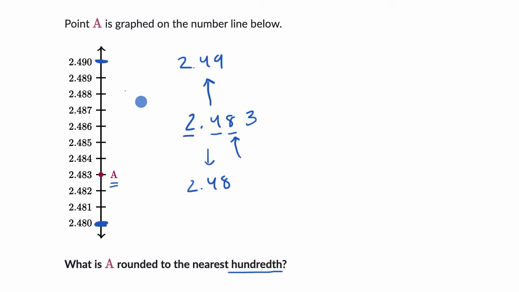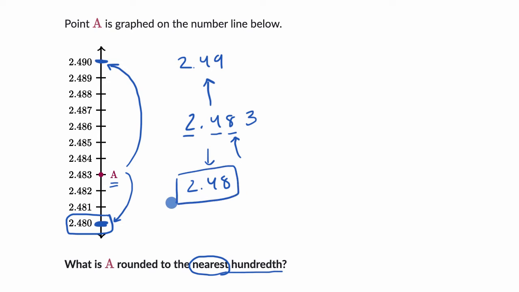Now, we don't want to just round to any hundredth. We want to round to the nearest hundredth. And so my question to you is, which hundredth is A closer to? Is it closer to 2.48, or is it closer to 2.49? Well, it's pretty clear that it's closer to 2.48. So this is the nearest hundredth. This is what we would round to. We would round down to 2.48.